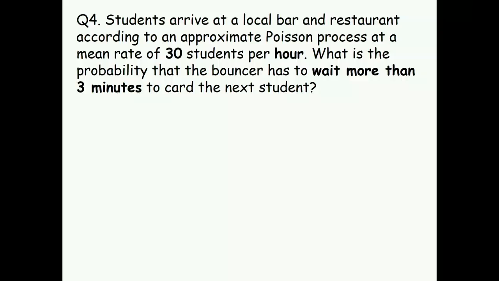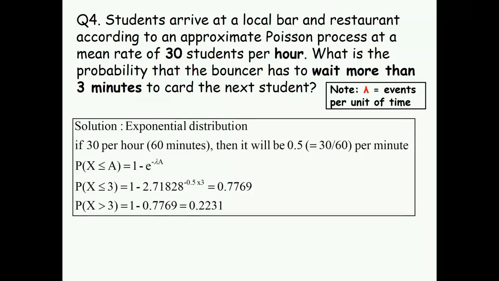Now, what is the first thing that you have to do? Please, in your exam, also do the same thing. The information is given per hour, but here the question is in minutes, so you have to convert. Lambda is events per unit of time, 30 students per hour. If there are 30 per 1 hour, per 60 minutes, then it will be 0.5 per minute, 30 divided by 60. So I changed everything to minutes.